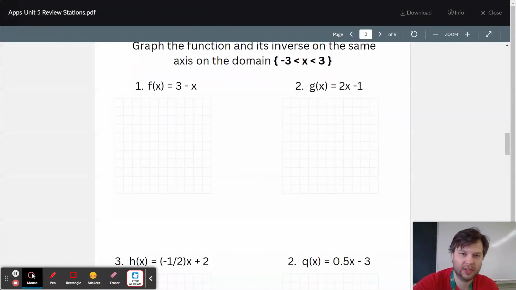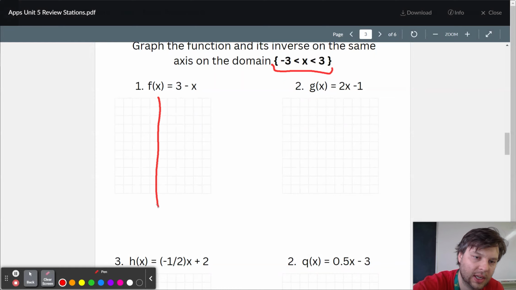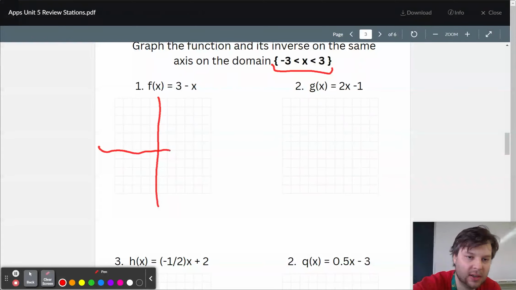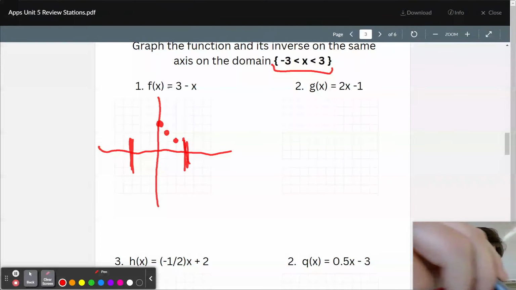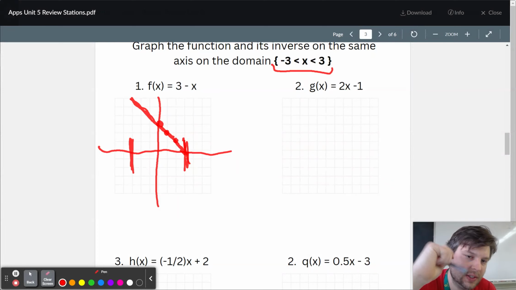Now we're graphing functions and inverses, but we're specifically looking at the domain from negative 3 to 3. So I'm just going to add an axis in there, and I'm only looking at in between negative 3 and positive 3. So 3 minus x means I have 3 minus 0, 3 minus 1 is 2, 3 minus 2 is 1, and this graph comes down here, and it goes all the way up here to 6, okay? That is the original graph.